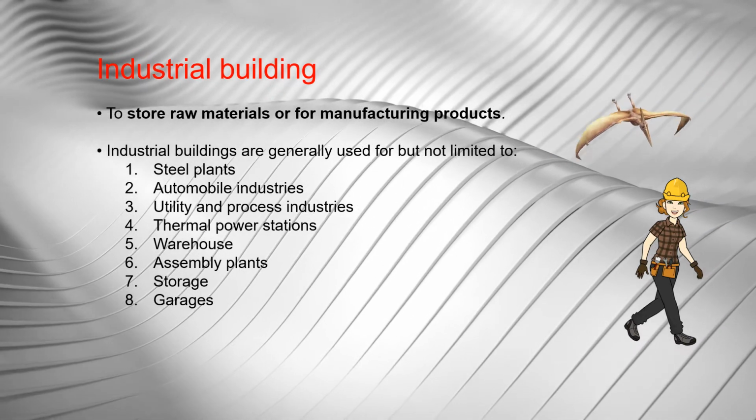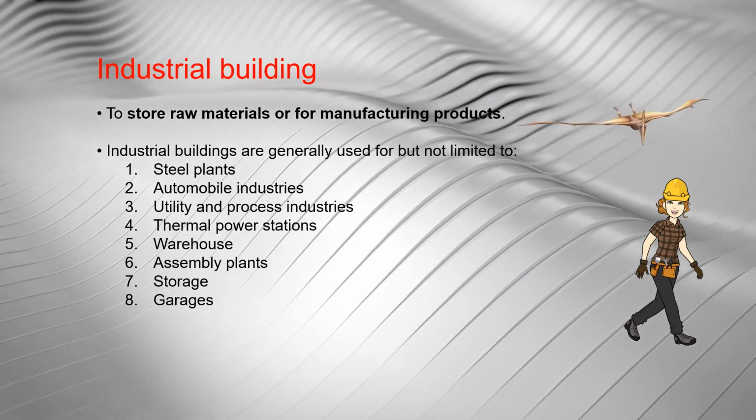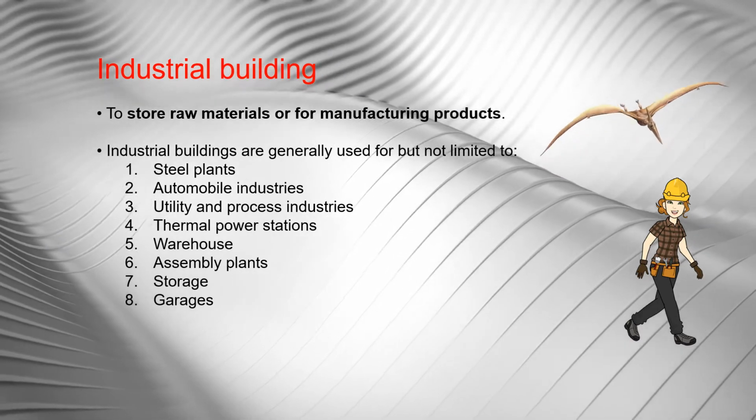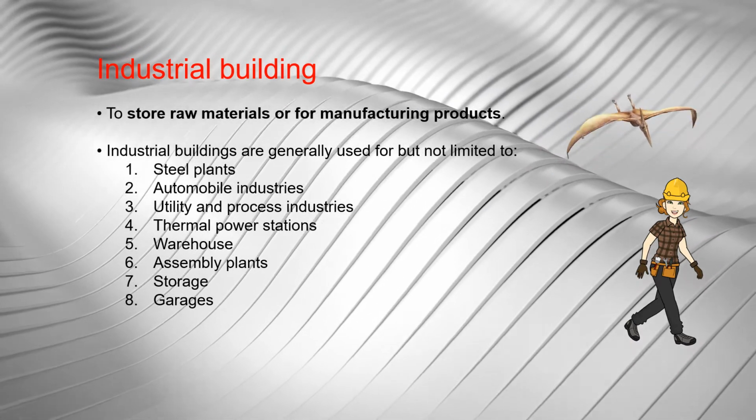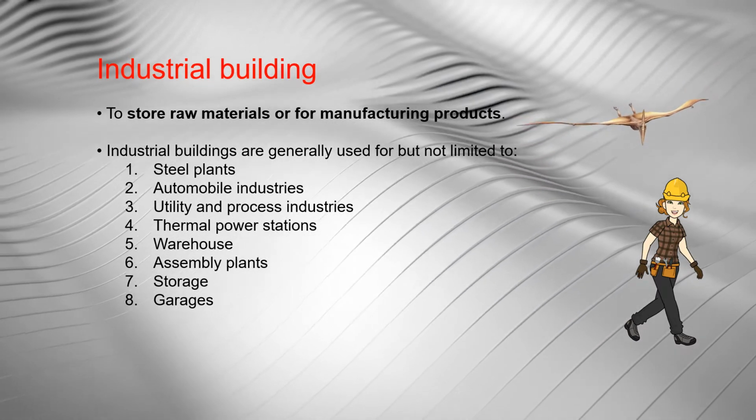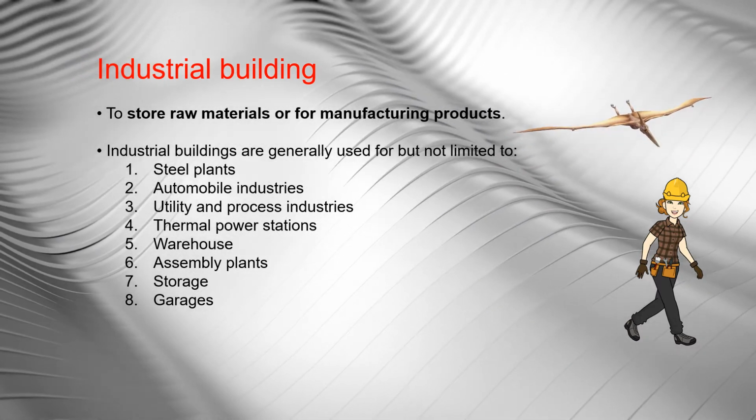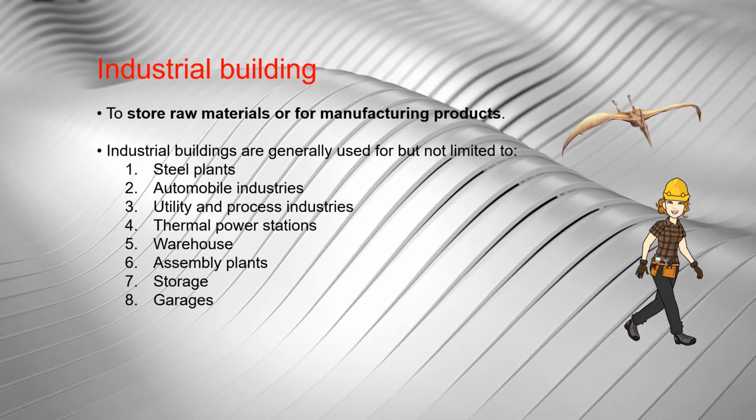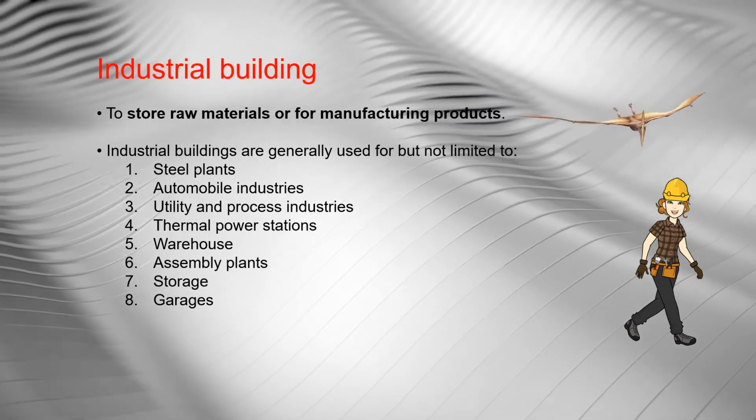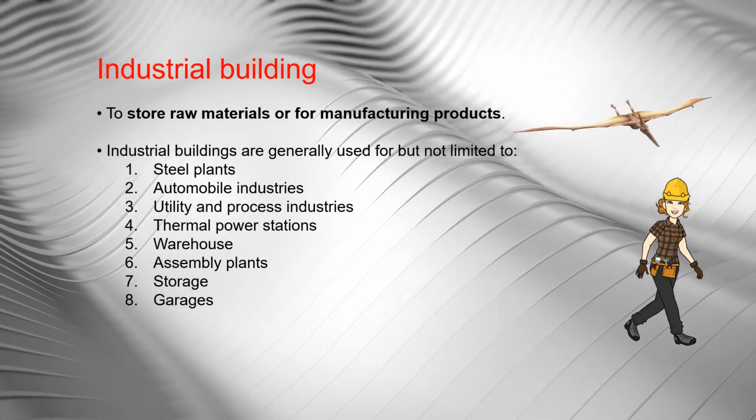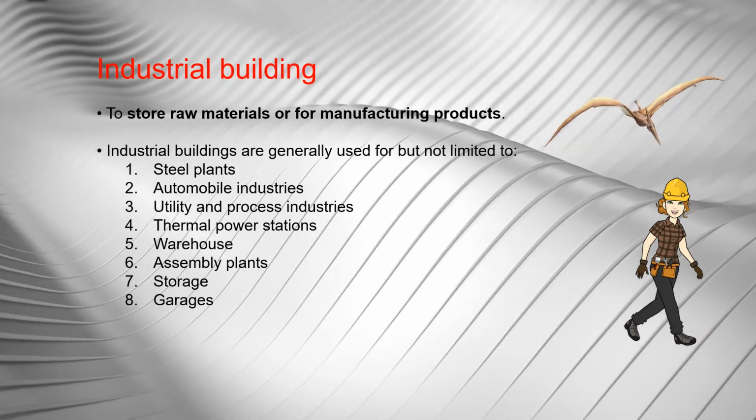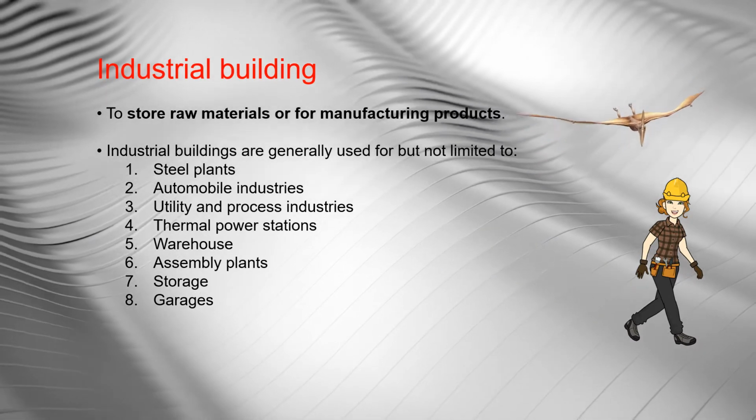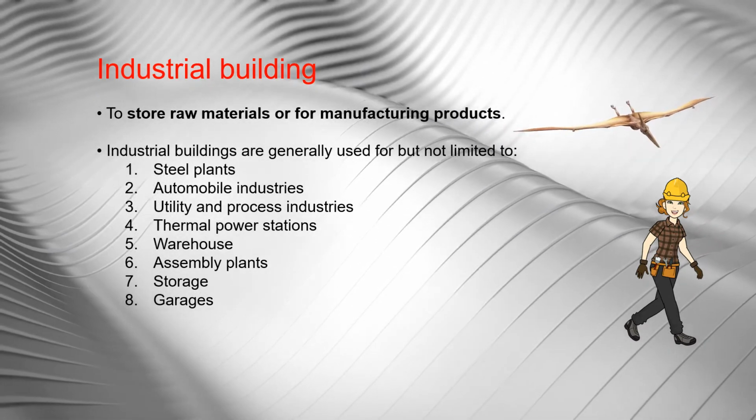Any building structure used by the industry to store raw materials or for manufacturing products of the industry is known as an industrial building. Industrial buildings are generally used for, but not limited to: number 1, steel plants; number 2, automobile industry; number 3, utility and process industry; number 4, thermal power stations; number 5, warehouse; number 6, assembly plants; number 7, storage; number 8, garage; and etc.